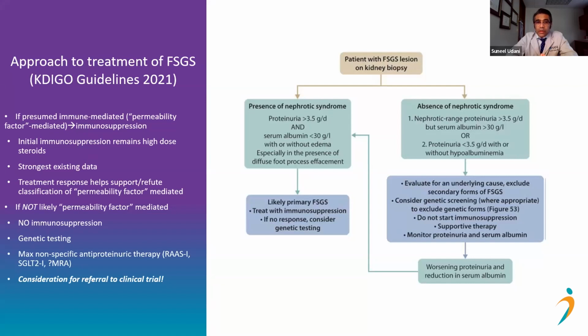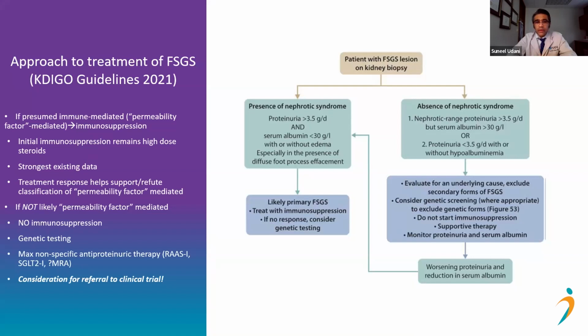If there is enough to sway someone to say, I don't think this is immune mediated, this is not likely, quote unquote, permeability factor mediated, then it's important to not expose people to immunosuppression. Don't give them steroids, don't give them cyclophosphamide, don't give them rituximab. Genetic testing can be very helpful in this category to identify if you have a genetic variation that's causing your protein loss, because that would once again steer people away from giving immunosuppression and steroids in particular.